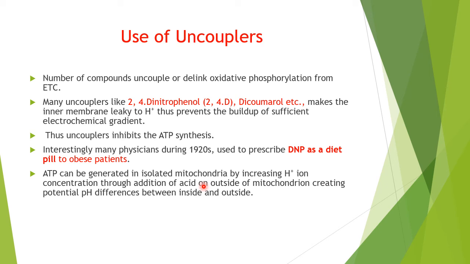ATP can be generated in isolated mitochondria by increasing proton concentration through addition of acid on the outside of the mitochondria, creating a pH difference between the inside and outside. So you can generate ATP in isolated mitochondria. Take isolated mitochondria and make a pH difference between the two sides, and this potential pH difference will lead to the generation of ATP.